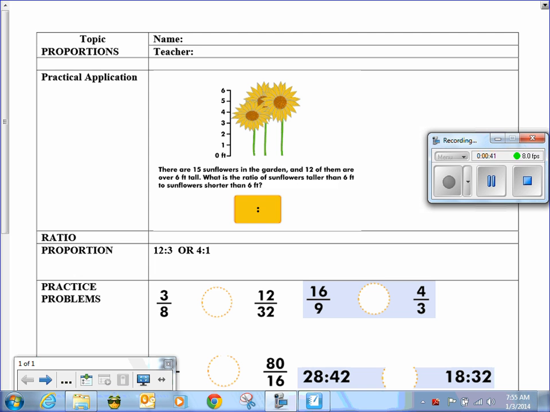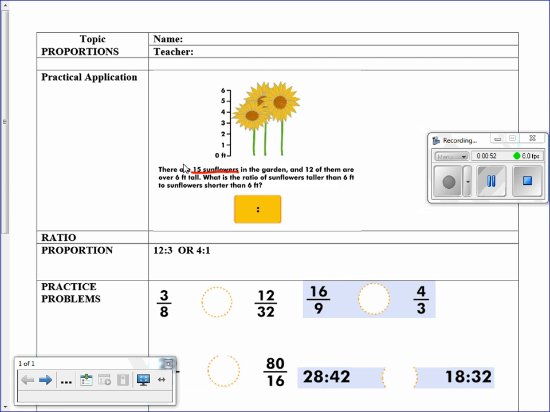So if I'm looking at this problem, I'm going to kind of highlight. I'm just going to go ahead and underline, and you can do that too. And it says 15 sunflowers in all. 12 of them are over 6 feet, and then it says the ratio of sunflowers taller than 6 feet to sunflowers shorter than 6 feet. Well, before we can go any further, now that we have this underlined, we need to identify one of the key words in this problem. And the key word that we want to identify is the word ratio.